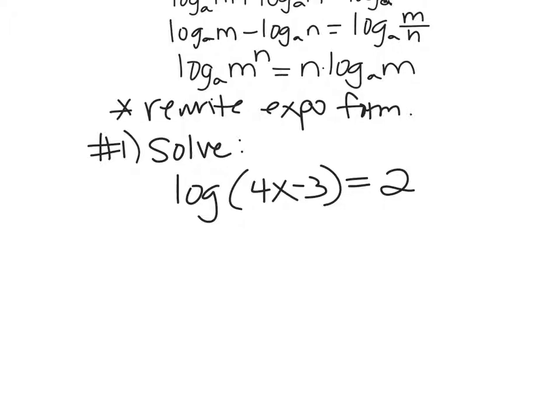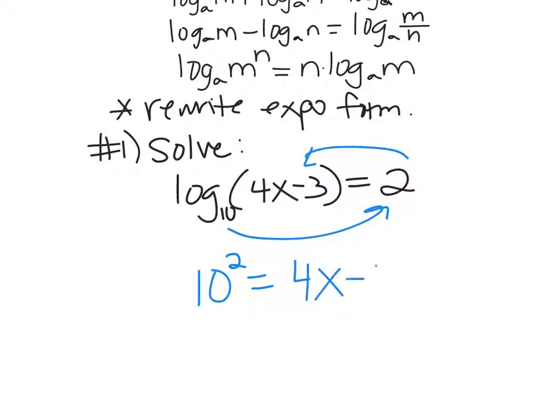First you want to isolate the log. This is already isolated. You cannot add 3 or divide by 4, it's all inside the parentheses, it's being logged. So we skip to the last step and rewrite this in exponential form. What is the base here? 10. So I'm going to rewrite this as 10 to the second equals 4x minus 3.